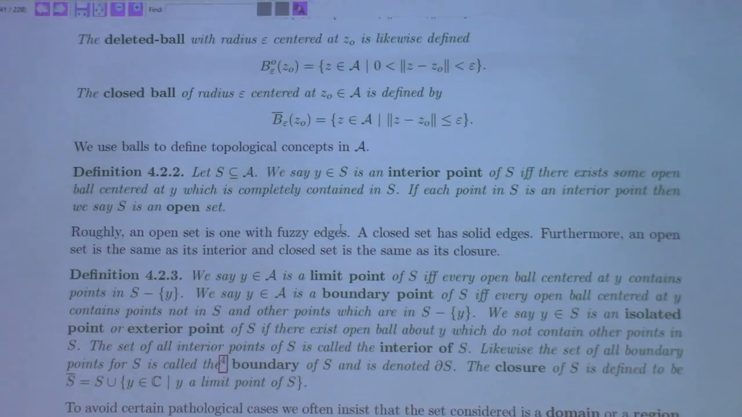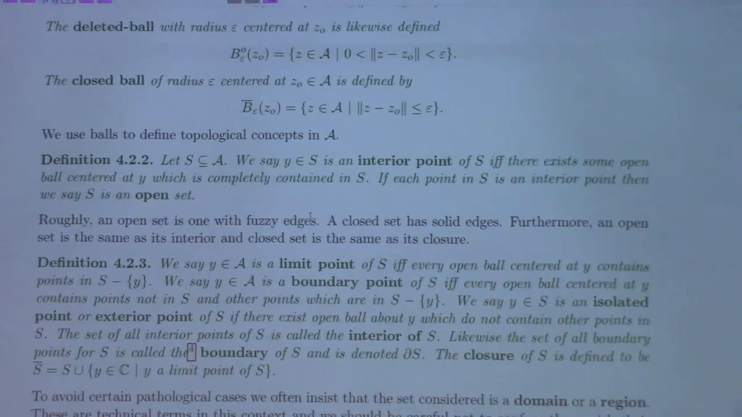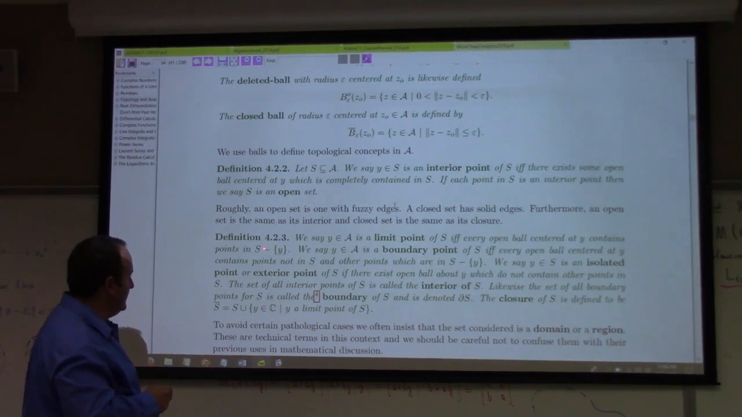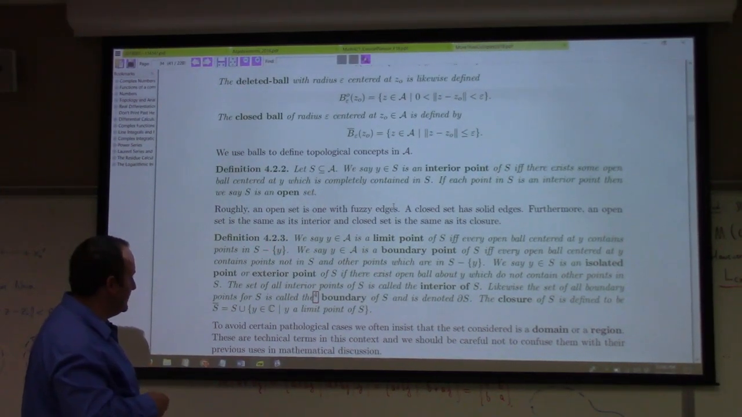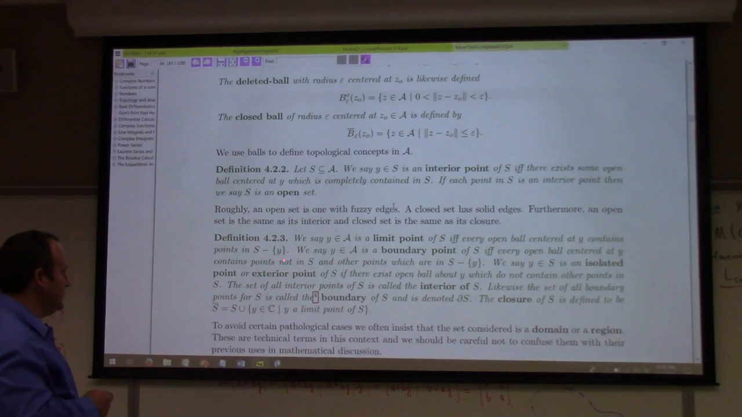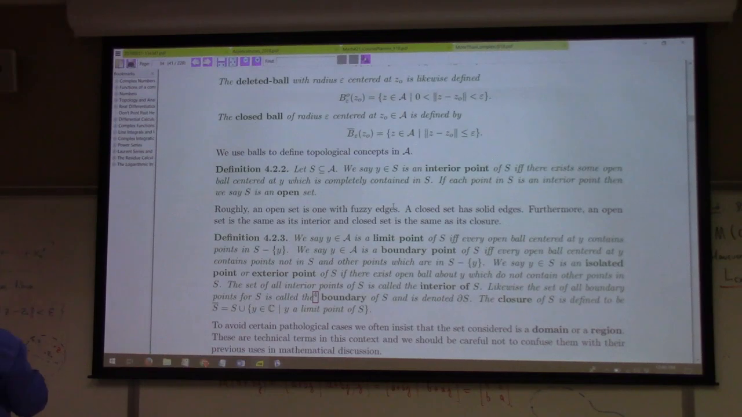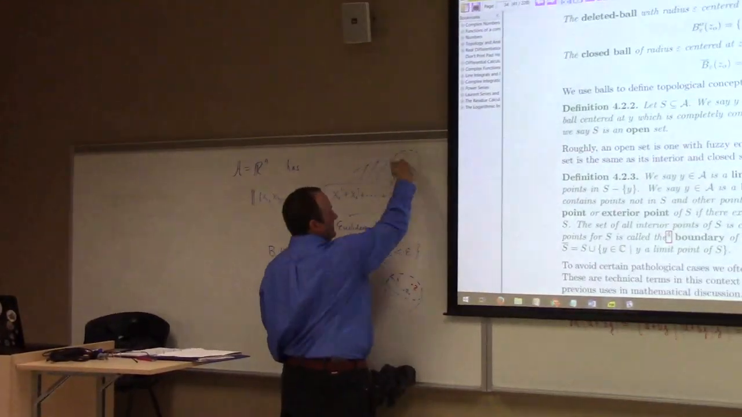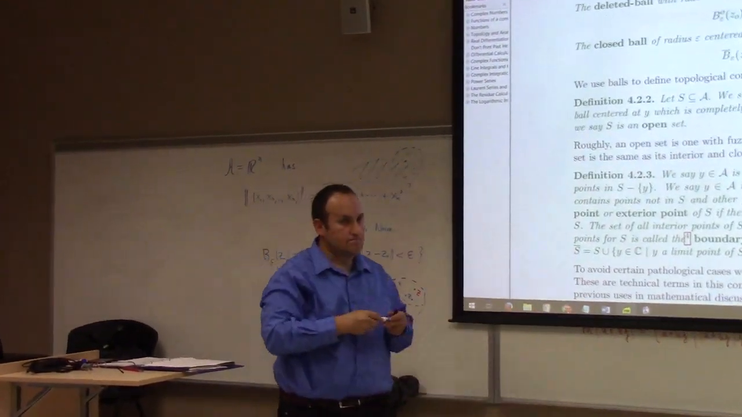A limit point of a set: y is a limit point if every open ball centered at y contains points in S with y removed. And what's a boundary point? A boundary point is if every open ball centered at y contains points not in S and other points contained in S, right? So you can see why that would be. If this is a boundary point and you take an open ball around it, you've got the points inside and you've got the points outside, right? So it's a good definition.